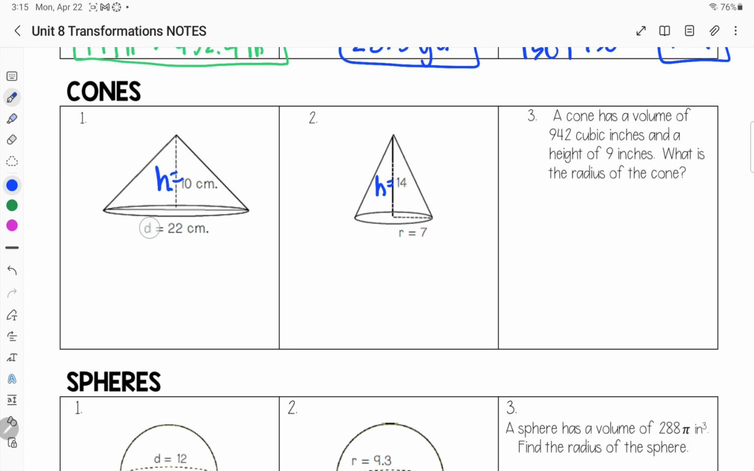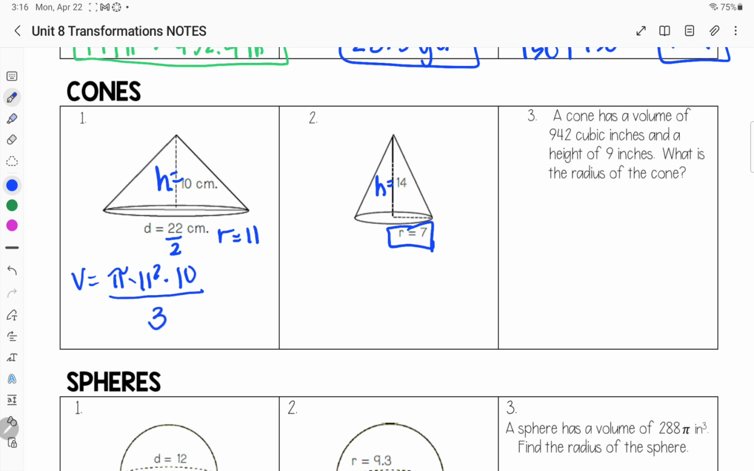But my radius here, you'll notice that that says D. To get the radius, I need to divide by 2, so radius equals 11. In this case, it already has my radius, which is 7. So I do pi times radius squared times my height divided by 3.